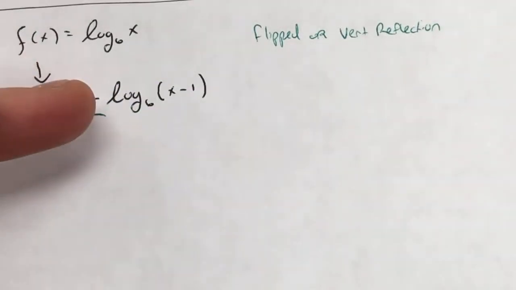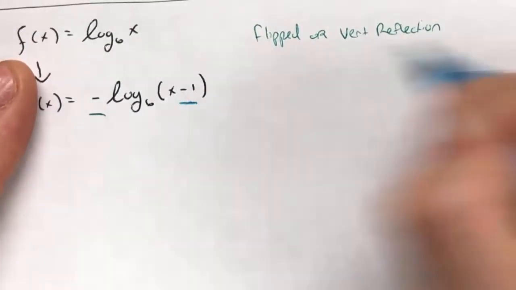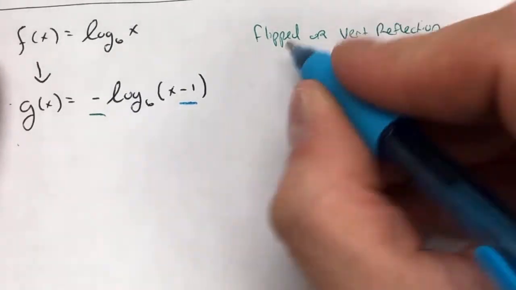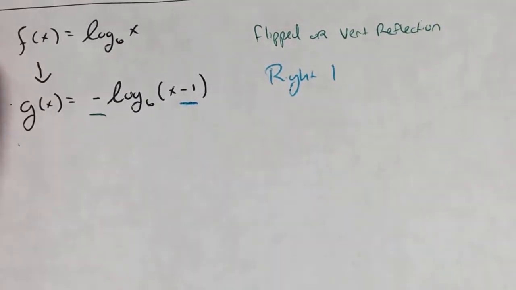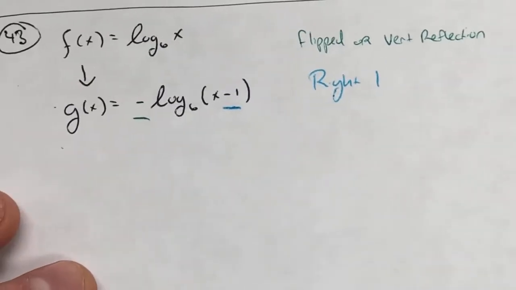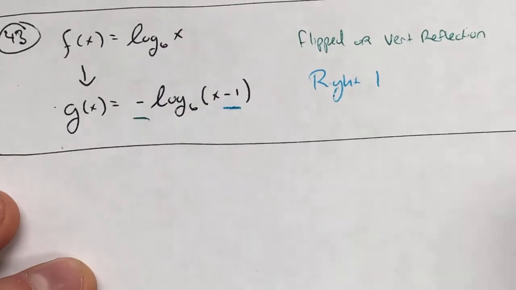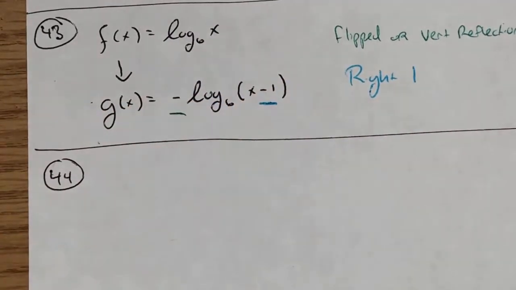The second thing that we notice is that inside those parentheses, let's do this in a different color not to confuse with the last one, I have a minus 1. Now that minus 1 means the graph has been shifted to the right by 1 unit. Awesome. So that brings us to the end of question 43. Let's take a look at question 44.